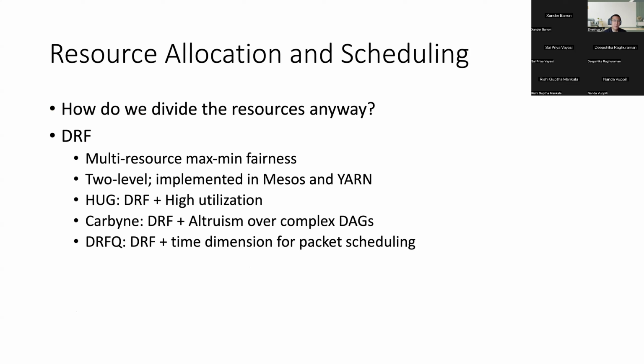And among those, as we discussed, the key is to do the resource allocation. Basically, how we should divide the resources. There are different ways. One is called DRF, the dominant resource fairness. It also has a lot of follow-up work, including my own work there.